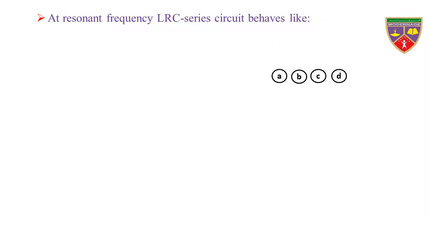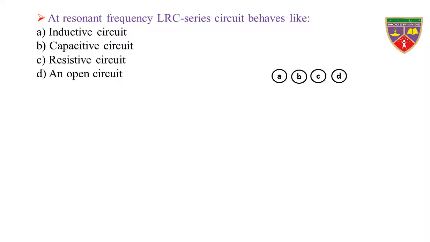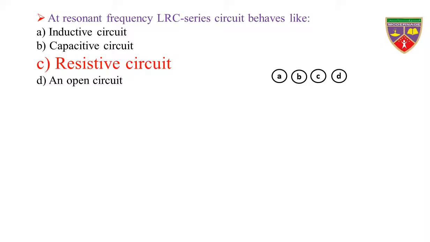At resonant frequency, LRC series circuit behaves like option A, inductive circuit, option B, capacitive circuit, option C, resistive circuit, option D, an open circuit. The key is resistive circuit. Therefore, the correct option is C.